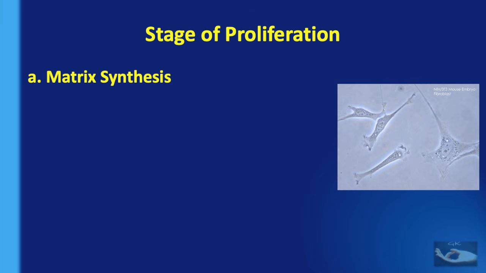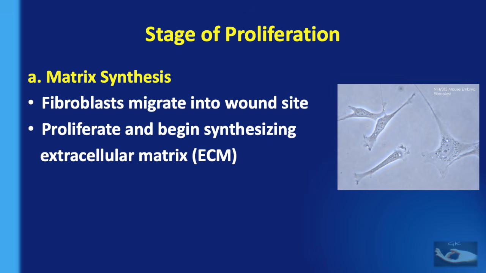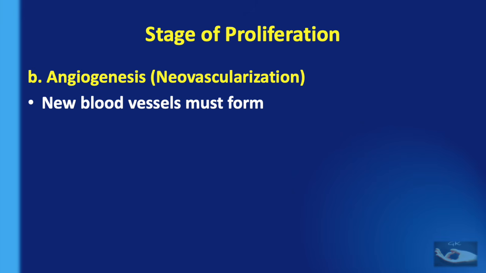Matrix synthesis begins when fibroblasts migrate into the wound site. They proliferate and begin synthesizing the extracellular matrix. They also produce type 3 collagen, glycosaminoglycans, and fibronectin. Then new blood vessels must form to bring oxygenated blood to the growing tissues. This happens by the process of angiogenesis or neovascularization.